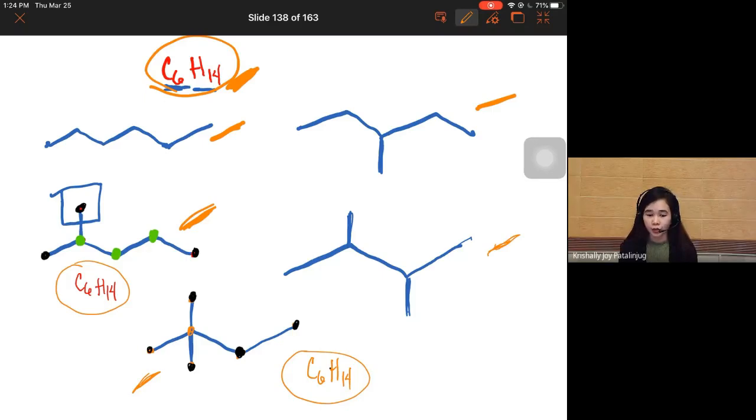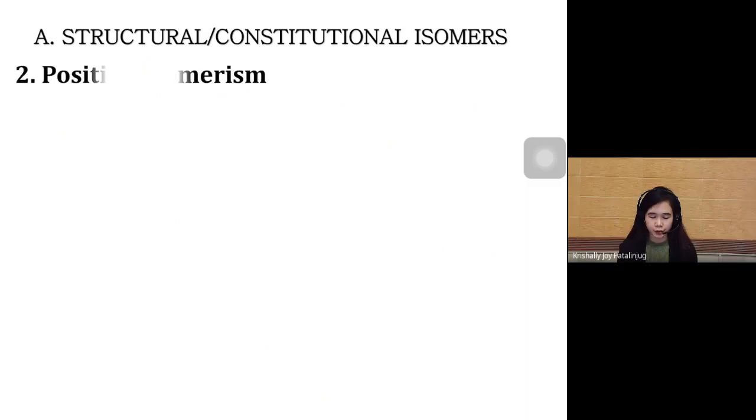Upon writing the structures, since the structures are different, obviously they will have different physical and chemical properties, and they are immediately different molecules. So that is all for chain isomerism. Okay, next, let us proceed to position isomerism.